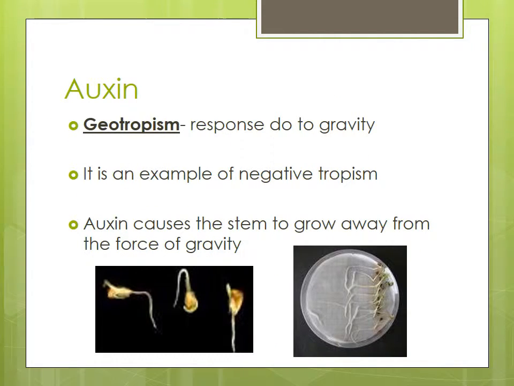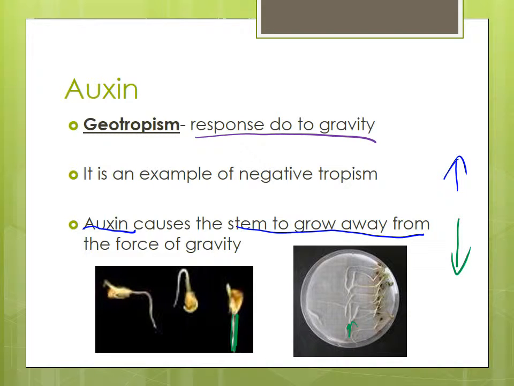The next tropism that we're going to look at is geotropism, and this is the response to gravity. So in a geotropism, there is both a positive tropism and a negative tropism. So the auxin, that growth hormone, causes the stem to grow away from gravity, which causes it to grow up, while the roots down the bottom here respond to gravity and they go down. So they're a positive tropism. So the shoots are a negative tropism, growing the opposite direction to gravity, where the roots are a positive tropism, growing in the direction of gravity.